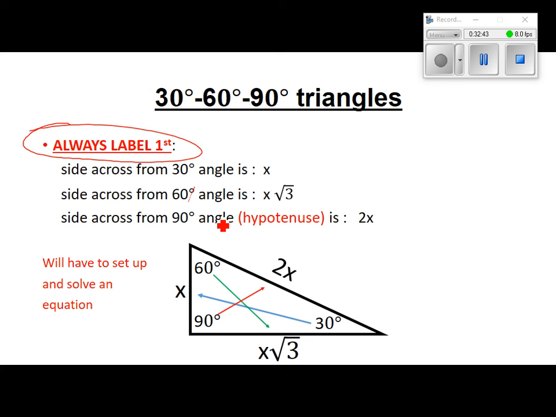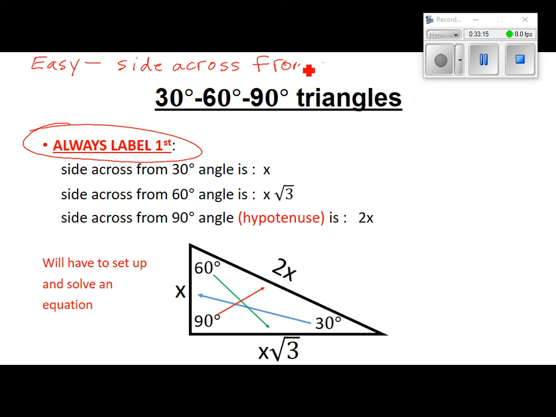So first thing you're going to do, you're going to label them every time, just like with the 45, 45, 90 triangle. Then you're going to have to set up an equation. I want to do the same thing on this one. Let's write easy and hard. Which side is going to be easy if they give us that side? The side across from the 30-degree angle.